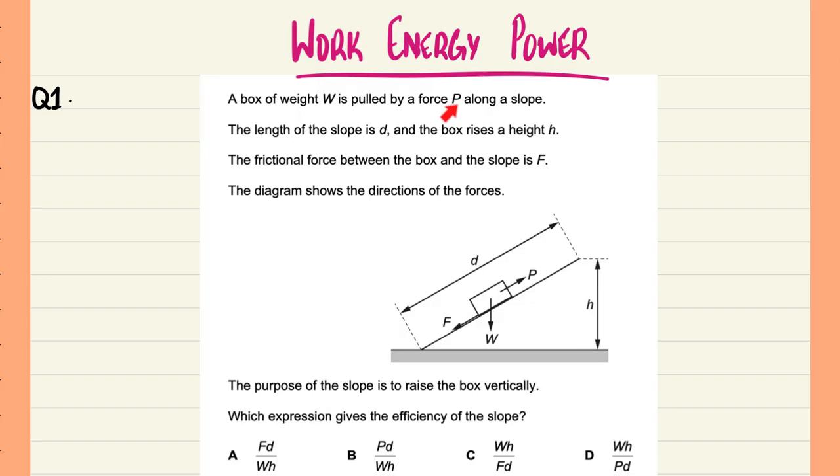So the work which is done by this force P, and the distance it covers in the direction of the force is D. So the input work or the input energy, because work and energy are the same thing, that's PD. And the output is basically, because of the purpose, which is to raise it through some height H, work is done against gravity and it covers a distance H in the direction of that force, which is WH. Efficiency is output over input, so WH over PD, which is option D.